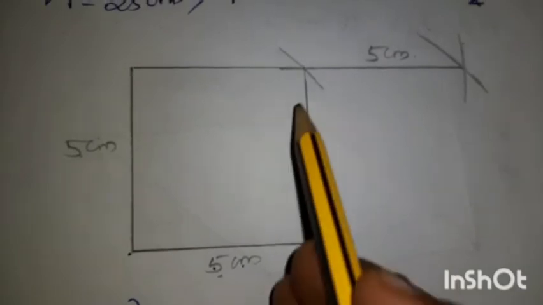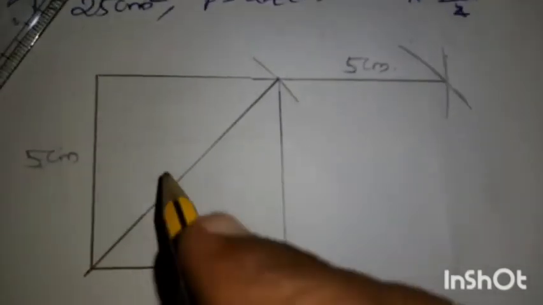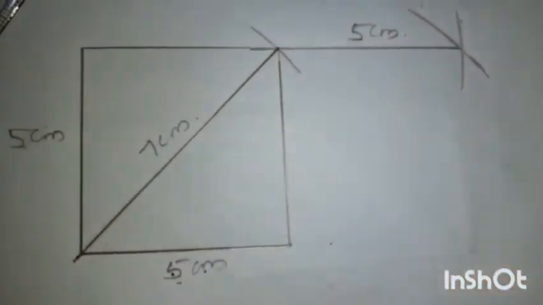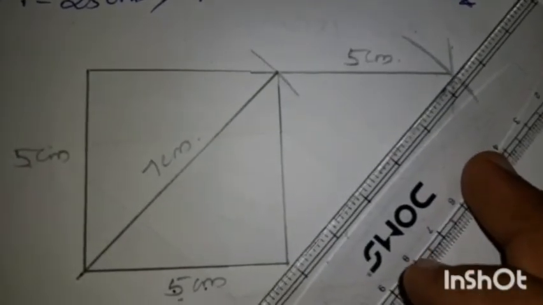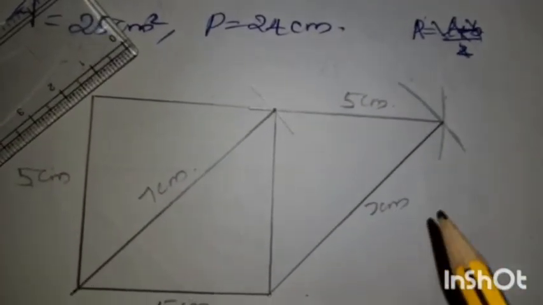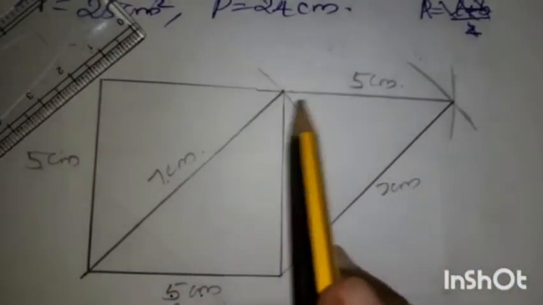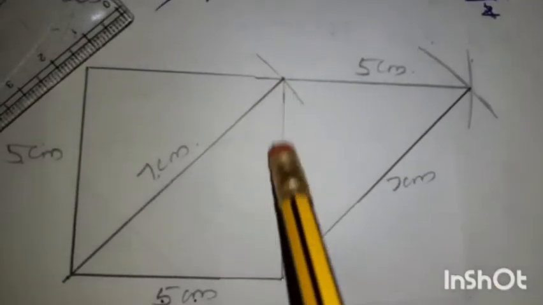And before that you must draw this line that we forgot, the 7 centimeter line. Then draw the top line of 5 centimeter. Again draw the opposite side of 7 centimeter. So you got a parallelogram of 7 and 5 centimeter sides. This you have to run off.